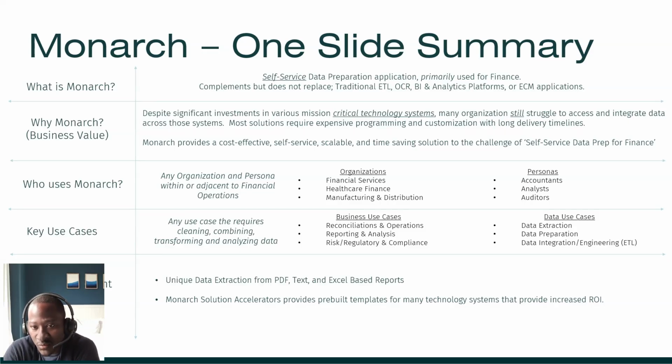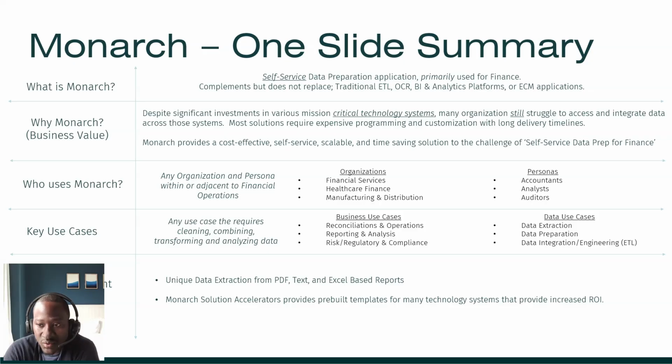Now, why Monarch? What's the business value? The strongest value positioning for Monarch are all the critical technology systems that any company has, from ERP systems, core banking systems if you're a financial services bank or credit union, your EHR and cash posting systems, and a whole host of third-party sources.